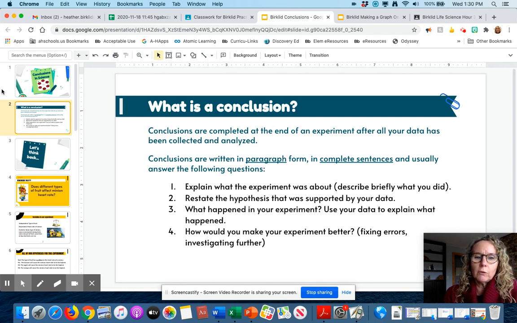And then the fourth thing you're going to do is tell what errors you made and talk about what you would like to further investigate. This is not a time to say that you did it perfect. Nobody ever does it perfect. So make sure that you understand that you've got to explain what you did wrong or what you could improve the next time, or where your investigation takes you.